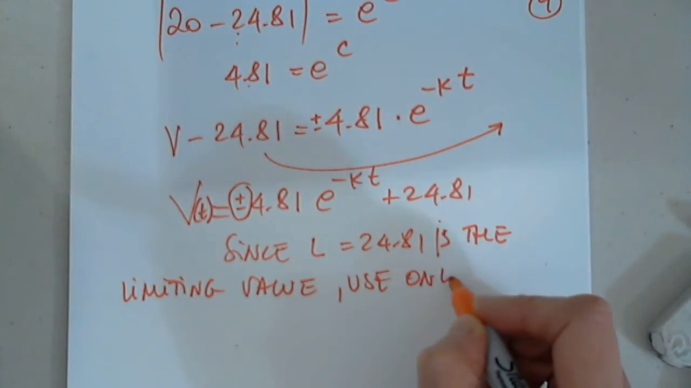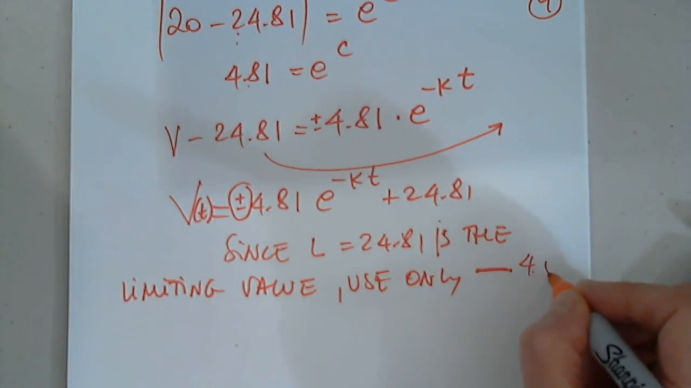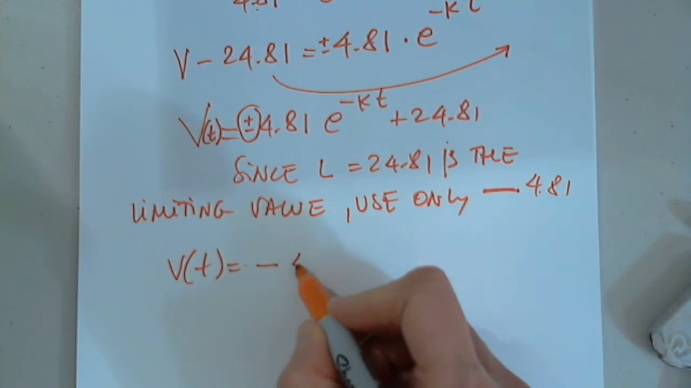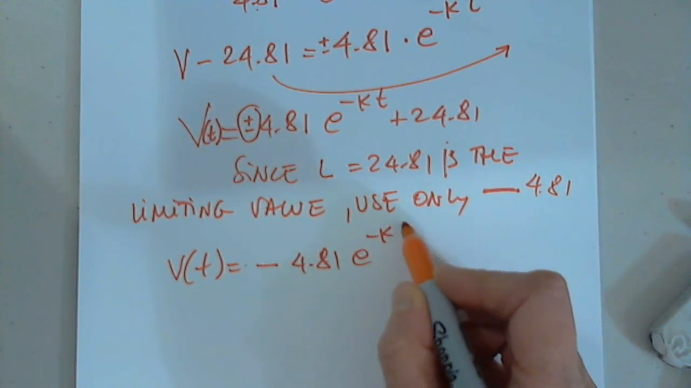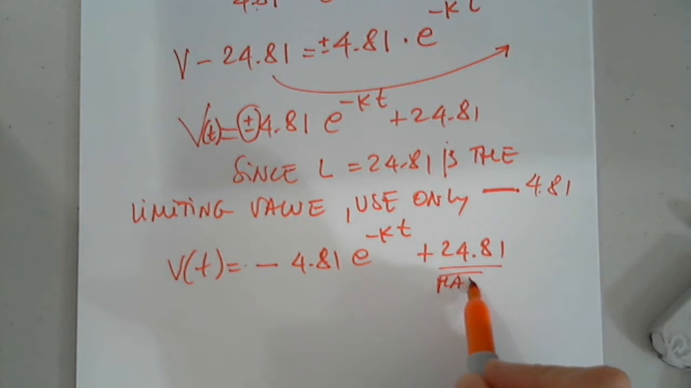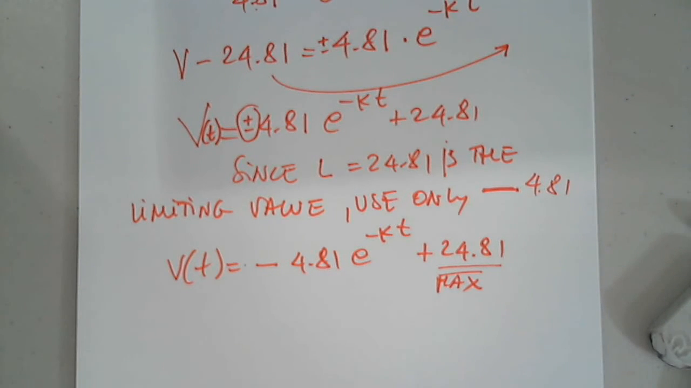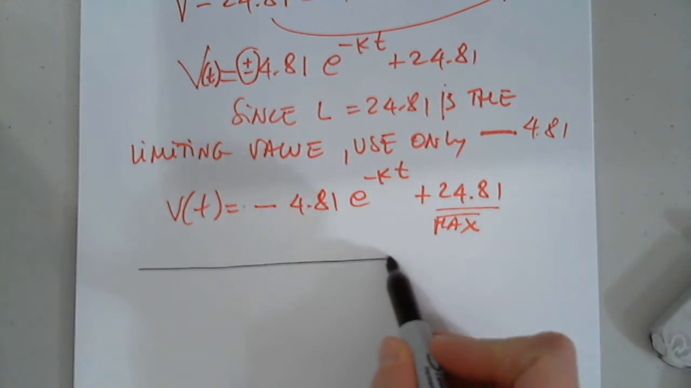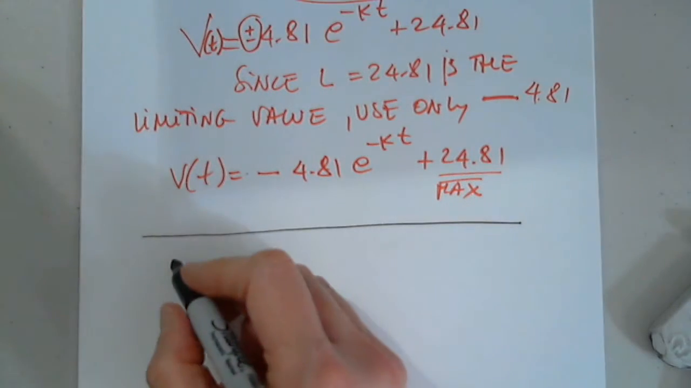So use only negative 4.81. So then V of t is going to be only negative 4.81 e to negative kt plus 24.81, only because this is the maximum. They're telling us that this is the maximum. So we cannot use plus or minus. Any questions? We can always come back if you have anything, or if you want to work on other problems.